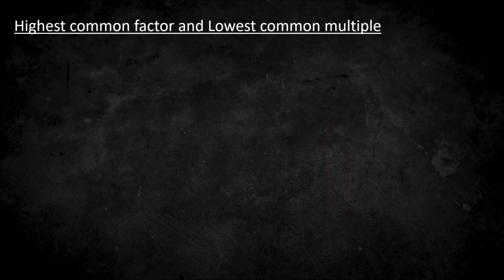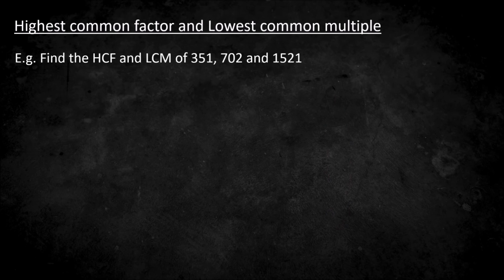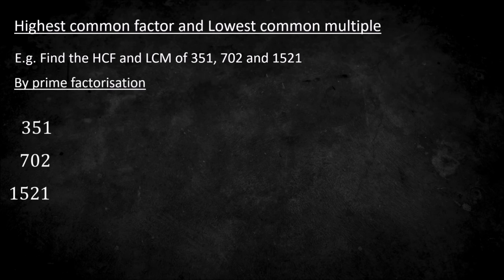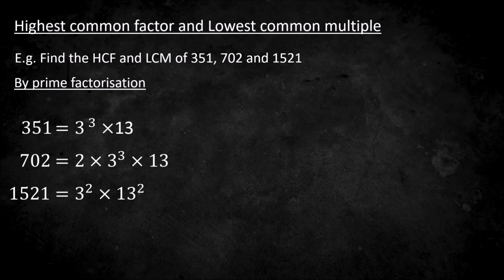Lastly, let's go through an example finding the highest common factor and lowest common multiple for 3 numbers. Using prime factorization, express each of the number in index form. To find the highest common factor, identify the prime factors common to all 3 numbers. The highest common factor is the product of the common prime factors with the lowest index.